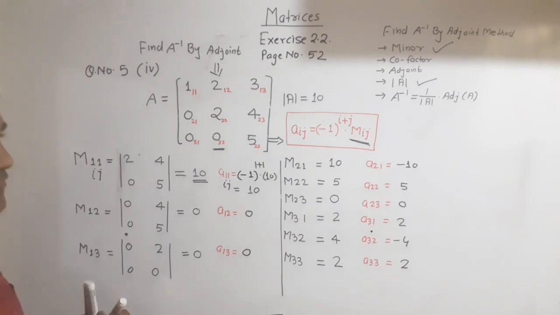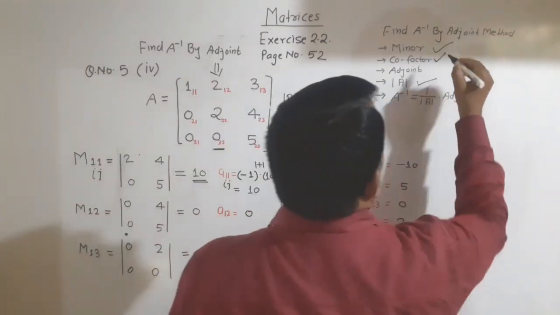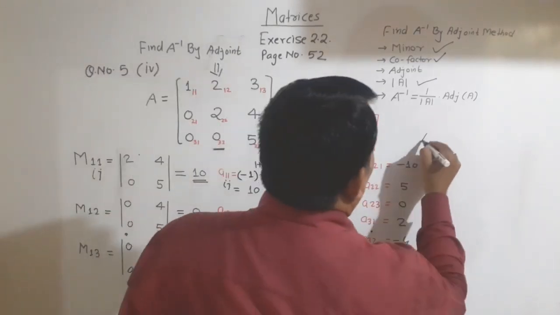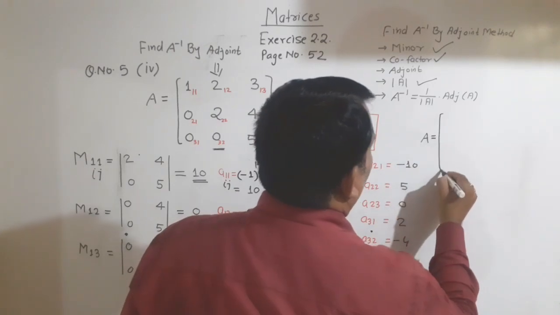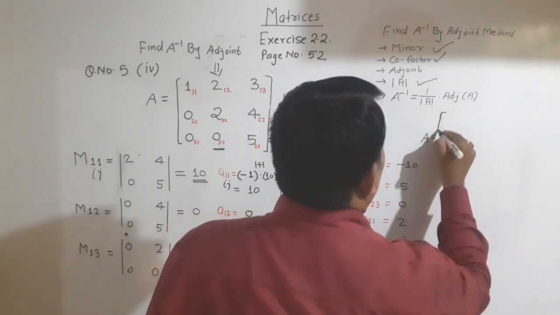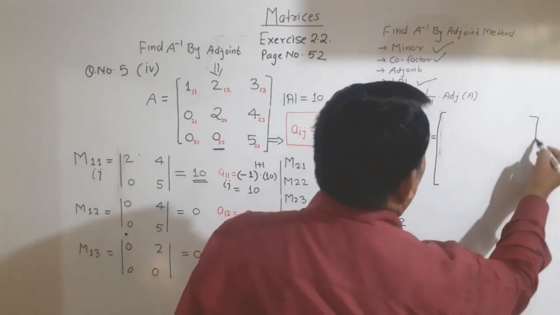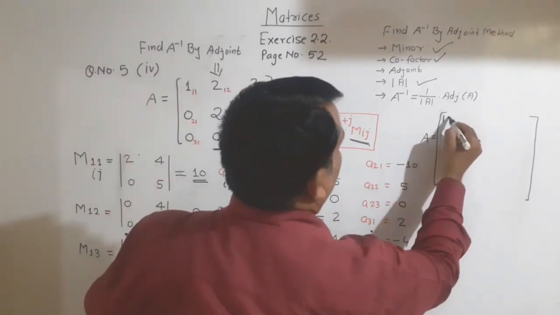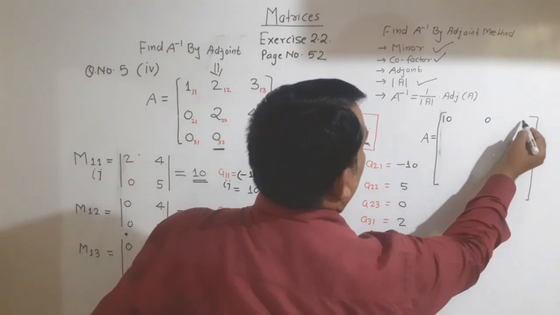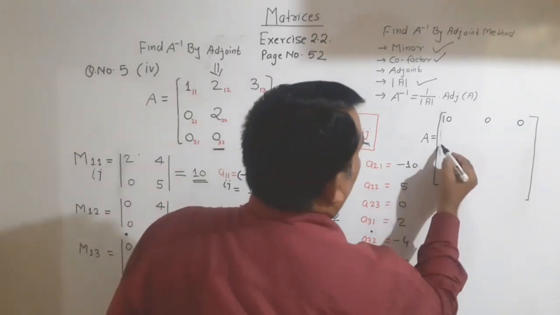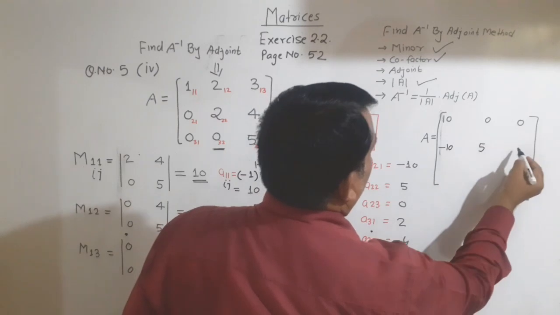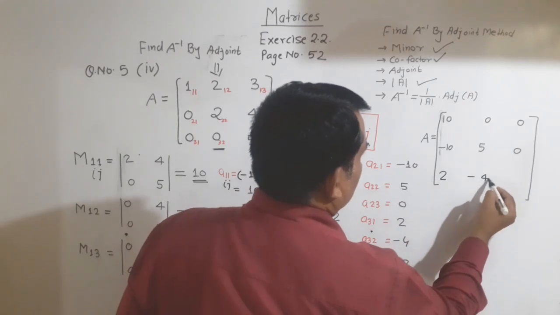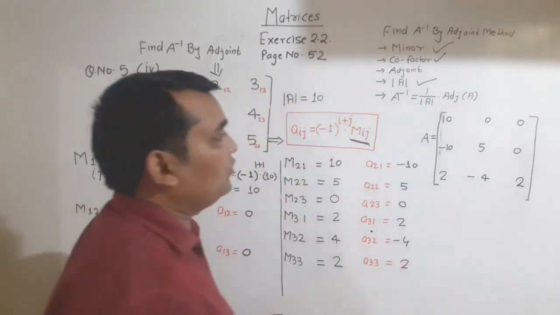Now we got the cofactors. The next job is to find out the adjoint. To find the adjoint, my dear, you have to find out the matrix with the cofactors, like a new matrix. So it's 10, 0, 0, then -10, 5, 0, then 2, -4 and 2.